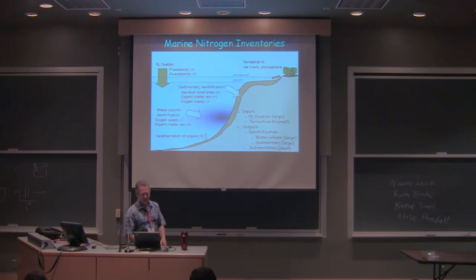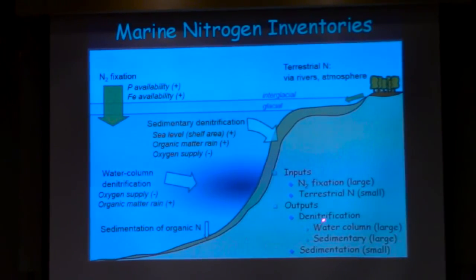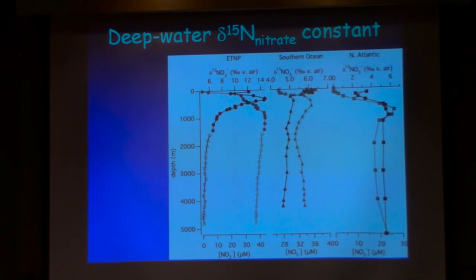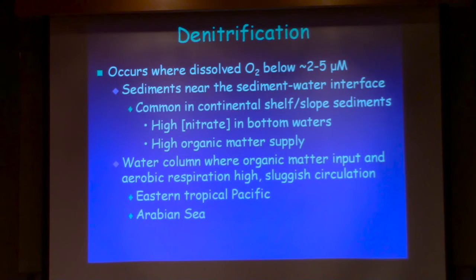If we look at the inputs, nitrogen fixation and terrestrial nitrogen input, outputs are mainly denitrification, water column and sedimentary denitrification. Both of these are large outputs or losses of nitrogen from the ocean. Sedimentation is a small factor. Okay, I've talked about this already, so I'll move on. So denitrification occurs where oxygen concentrations are low.